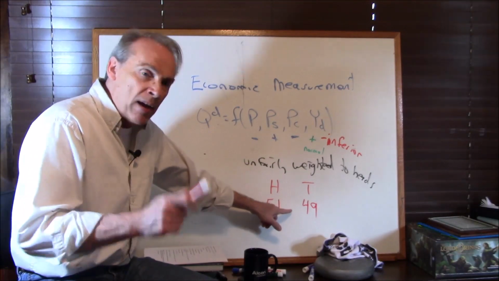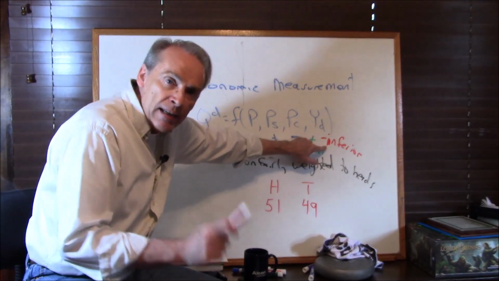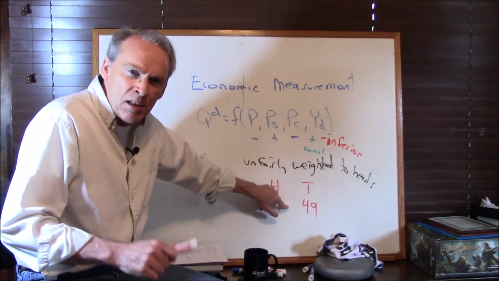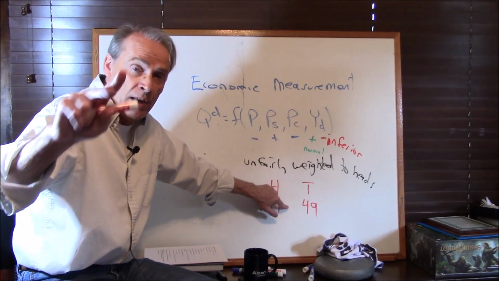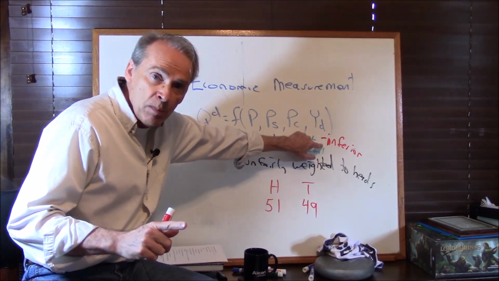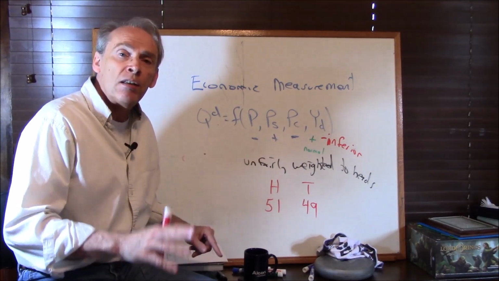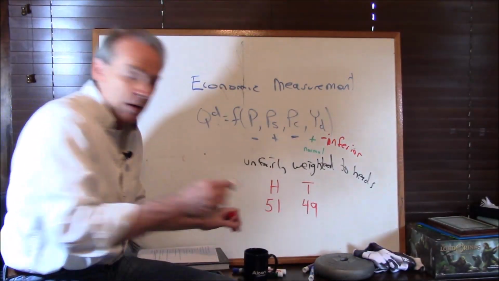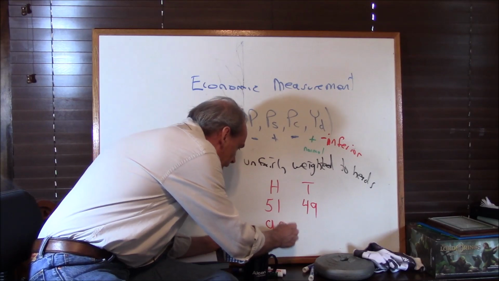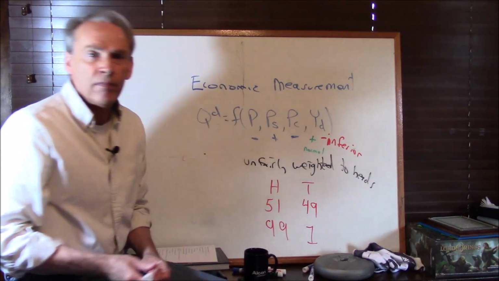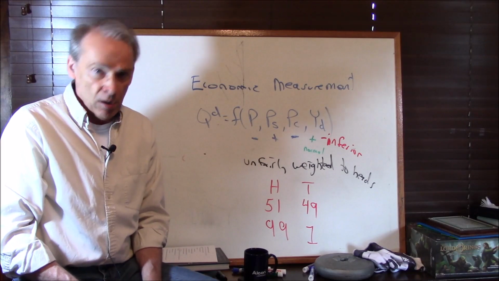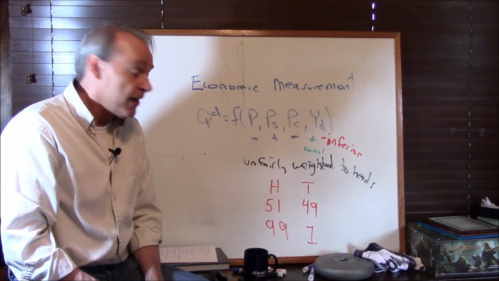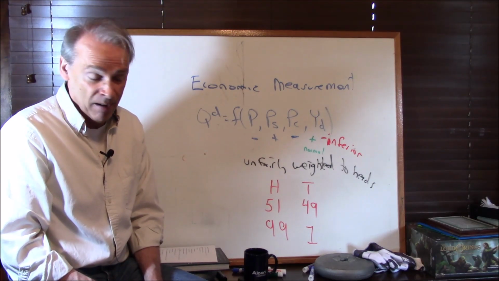Yes, we did get more heads than tails. Yes, we did get a negative sign, for example. But whether or not it's statistically significant is a second question, all right? The first one is, did you get the sign you expected? The second one is, is it statistically significant? What if you had instead got 99 and 1? Well, this person needs to start running, because this is clearly statistically significant. Your coin's unfairly weighted towards heads, all right?